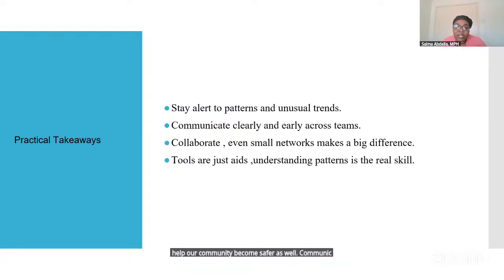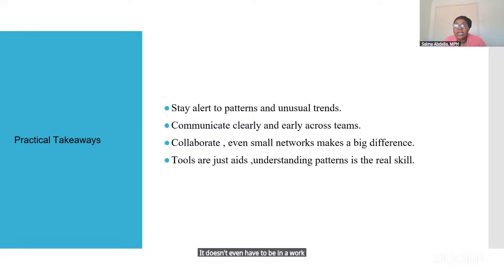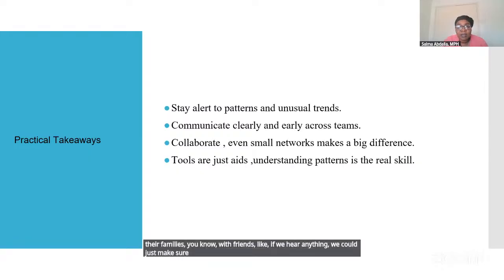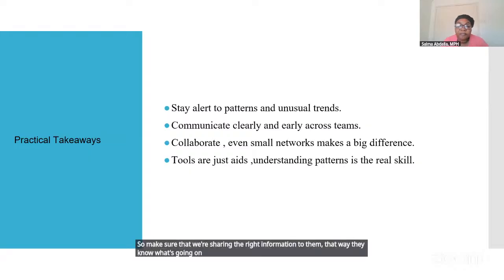Communicate clearly and early across teams. This doesn't have to be in a professional work setting; it can be with our families and friends. If we hear anything, we can let them know early on by word of mouth, like, I heard this is happening. But it's also important to share the correct information. We don't want to share false info, so we make sure we share the right information so they know what's going on and stay up to date.